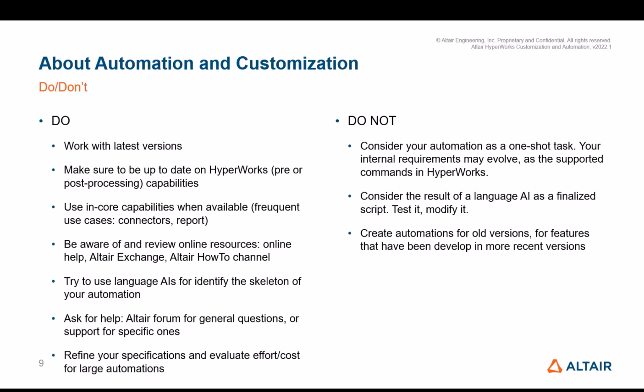If you follow the recent developments about language artificial intelligence, such as ChatGPT or others, you may try to use these language AIs for identifying at least the skeleton of your automation, and then go deeper and adjust the commands that need to be updated. Also, feel free to ask for help. There is a forum on Altair Community for general questions. And if you have a really specific question regarding your process and you don't want this to be exposed, you can contact the support for it.